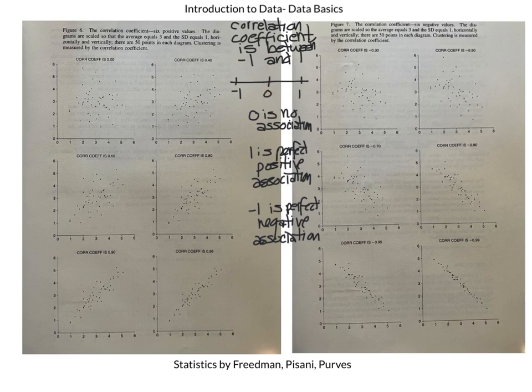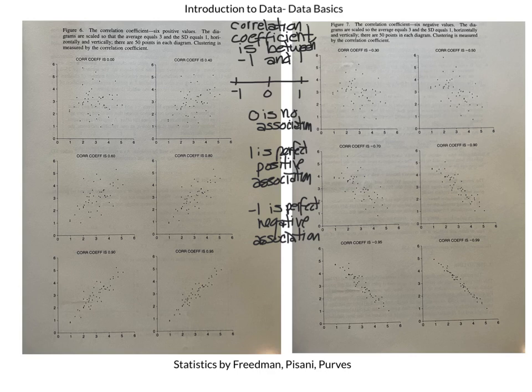When the correlation coefficient is 0, there's no association. As you go towards 1, you get more and more positive association, where 1 is perfect positive association. It's a perfect line. As you go from 0 to -1, you get more and more correlation, but in the negative direction. So -1 is perfect negative association.